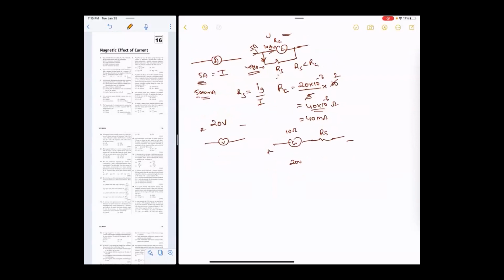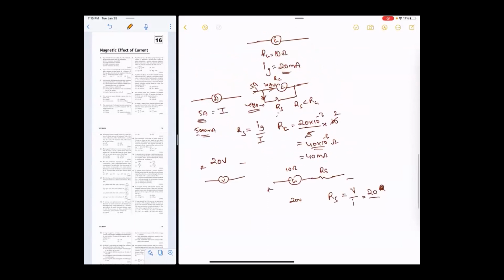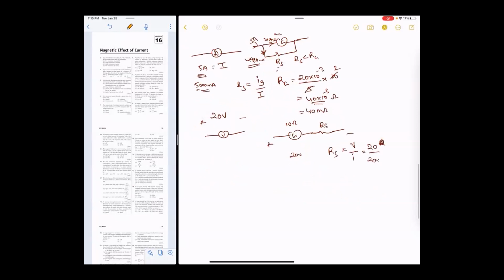What is the resistance in series? Resistance will be large, wonderful. So what is the formula again? RS is V by I, right? V by I. So what is the voltage? Voltage is 20. I is how much? 20 milliamperes, 20 into 10 power minus 3. It goes to the numerator, 1000 ohms. 1 kilo ohm.